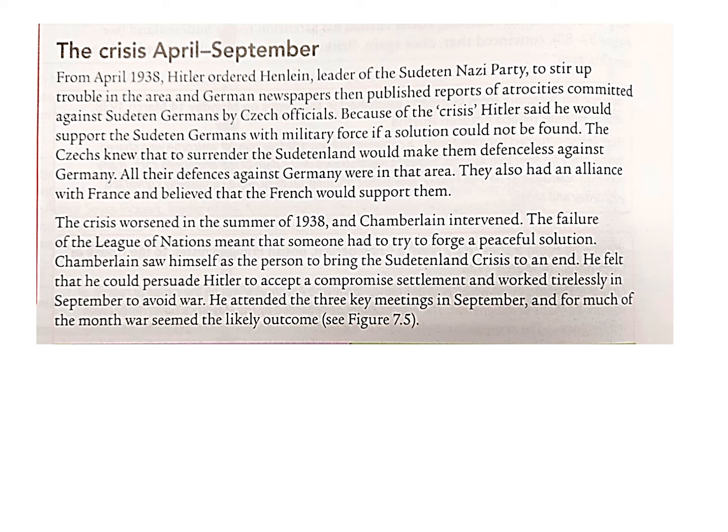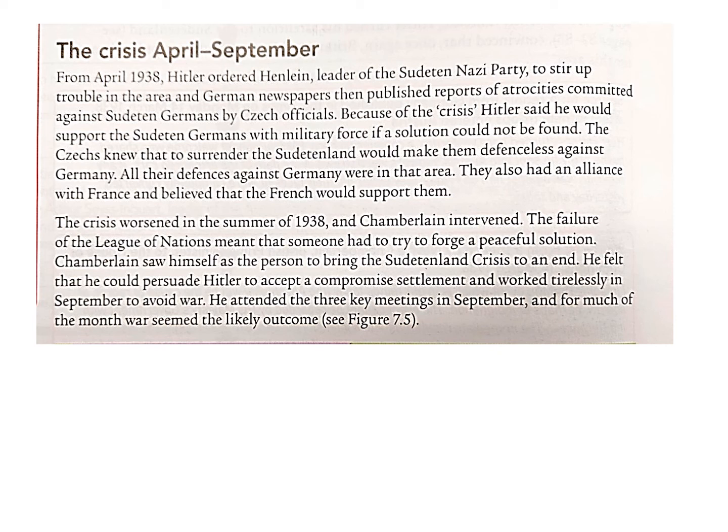So because of the crisis, Hitler said he would support the Sudeten Germans with military force if they needed him to. The Czechs knew that to surrender the Sudetenland would make them defenceless against Germany. They knew that if they gave up the Sudetenland, Germany would probably then invade them. All their defences against Germany were in that area. They also had an alliance with France and believed that France would support them if they needed them to.